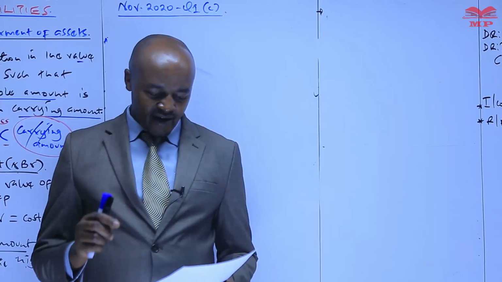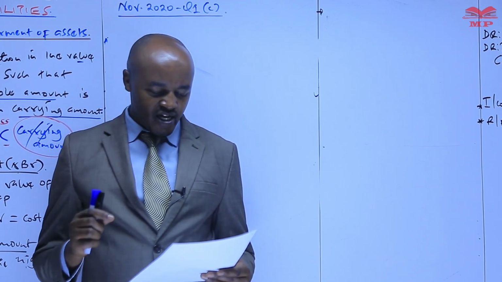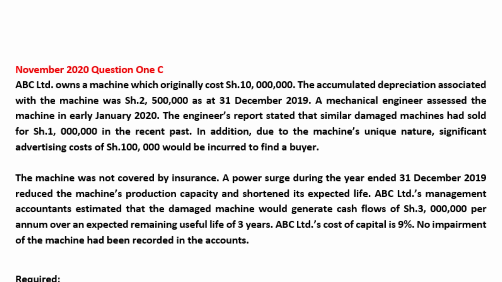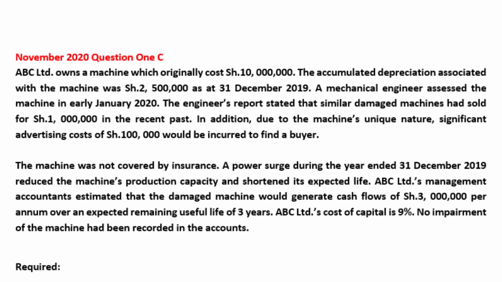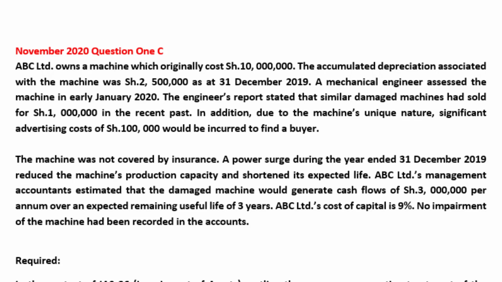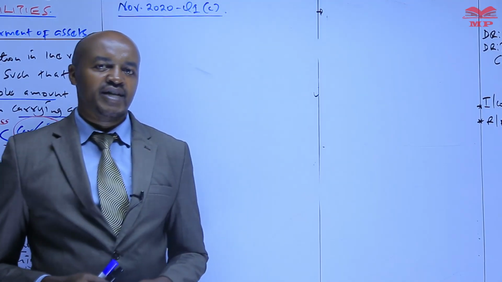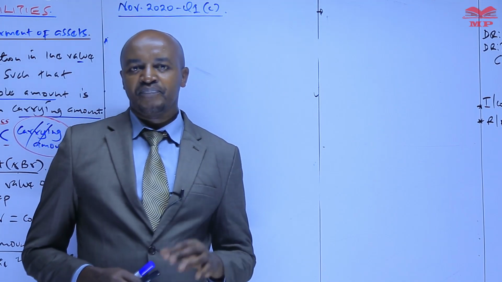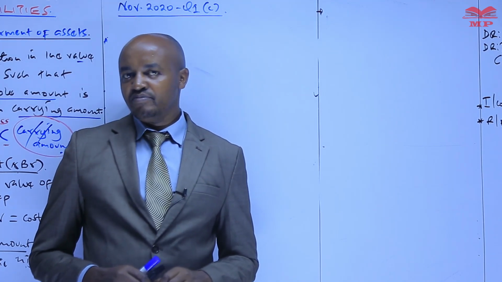So the first information which is important to us from this particular question is what you're given in paragraph 2 of that question, that there was a power surge, and that power surge reduced the machine production capacity. So basically what that means is that at the end of the year 2019, there was some evidence which showed that the machine could be impaired.